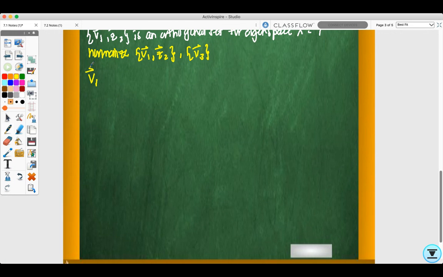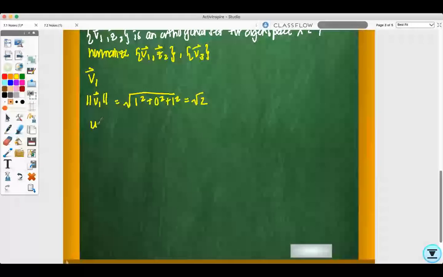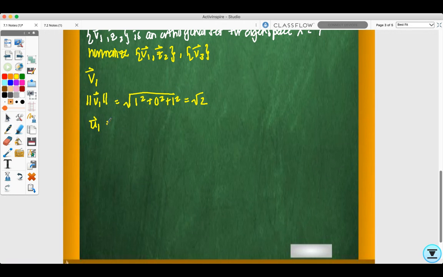So let's start with V1. First, we find the length, which equals the square root of 2. We're going to call this U1, and that would be 1 over the square root of 2 times V1.